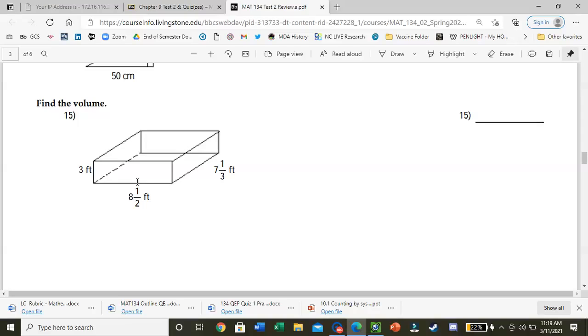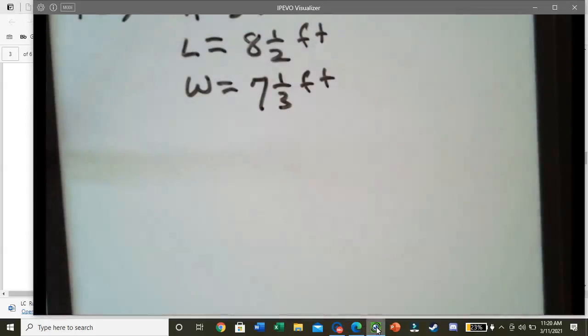Number 15. So basically we've got height is 3 feet, and we've got length is 8 1/2, and the width is 7 1/3 feet. Okay. Let me see how they express the answer.